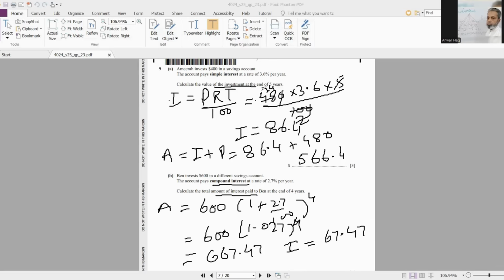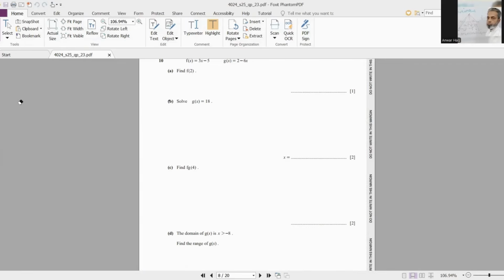Now the next question. This is question 10. He has given that f(x) equals 3x minus 5 and g(x) equals 2 minus 6x. He is asking for f(2). So in place of x, you will put 2. So f(2) equals 3 into 2 minus 5. Your answer will be 1. g(x) equals 18.